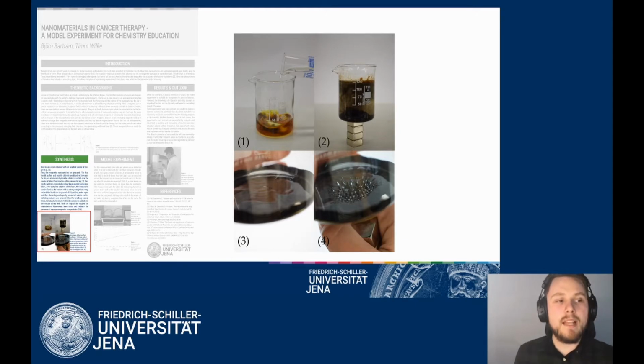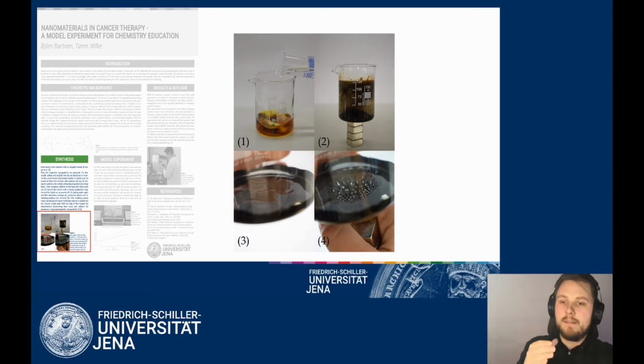You see on the top left, in picture 1, a yellowish solution, which is the iron salts already dissolved in water, and the addition of ammonia. You can already see on the picture that there are black spots in it, which are the reacting superparamagnetic nanoparticles in the making. After the complete addition of the ammonia, you get a whole black solution.